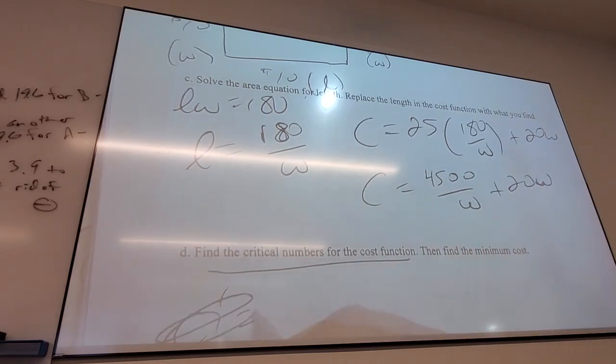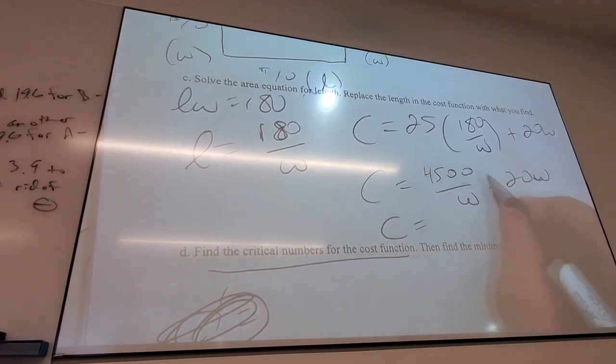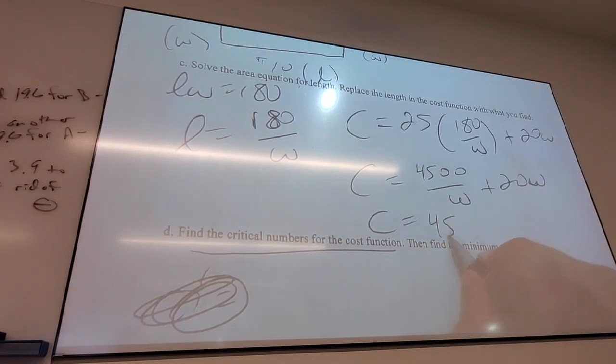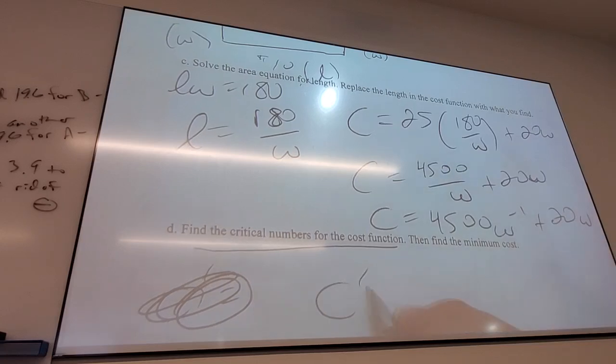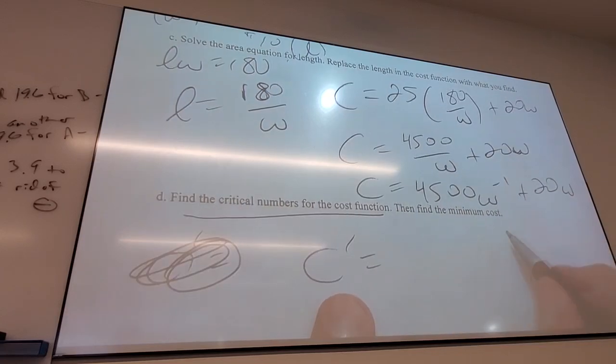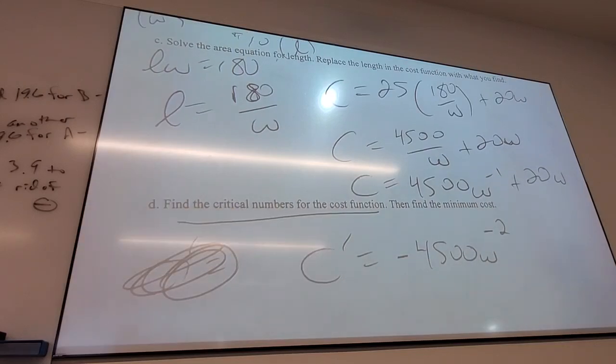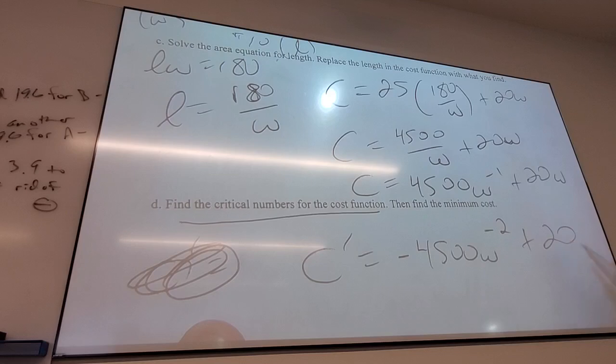Okay, so let's rewrite this first. What's a better way to write this piece? 4,500 W to the negative. So now if I take the derivative with respect to W, how do I do this piece? Same old stuff, right? That's beautiful. Plus 20.